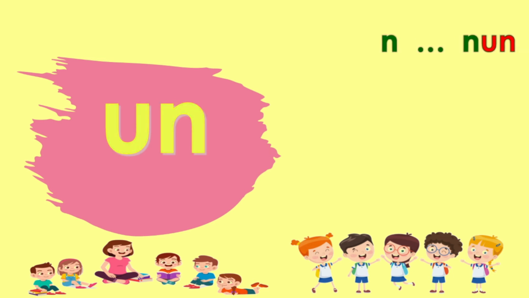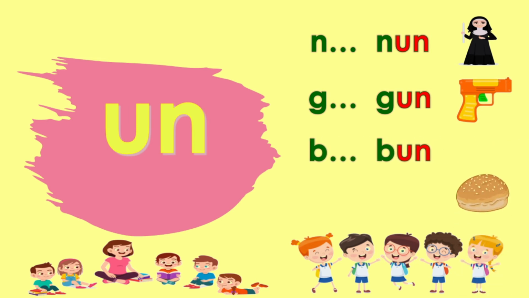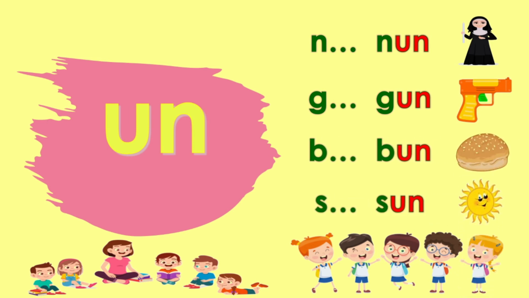Now, next, our fifth and last vowel, U vowel. Now we can use this U vowel and make three letter words. We learn how to make three letter words by U vowels. Vowel U. U, N, UN. N, UN, nun.